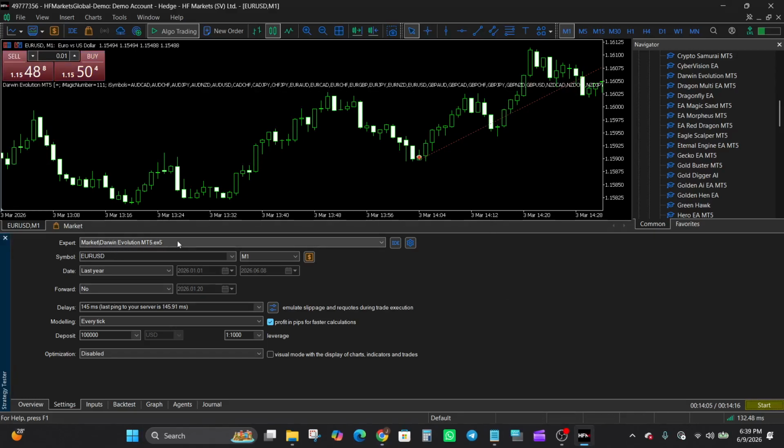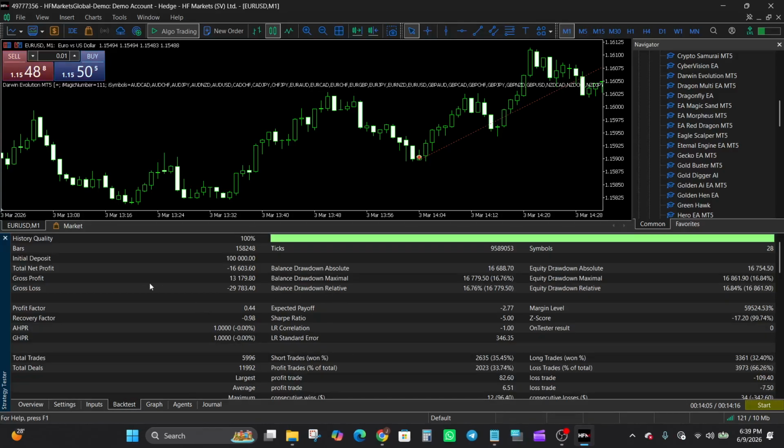So we are testing the Darwin Evolution on EURUSD on the M1 time frame as recommended, and we are going to be running the test over the past 5 months, basically the recent price activity, starting from this year, 1st January 2026 till date. As for the delays, we are using the last ping to the server, and we are using the every tick modeling. So from what I can see here, initial deposit is $100,000. Total net profit is negative 16,603.6. The total trades taken were 5,996.